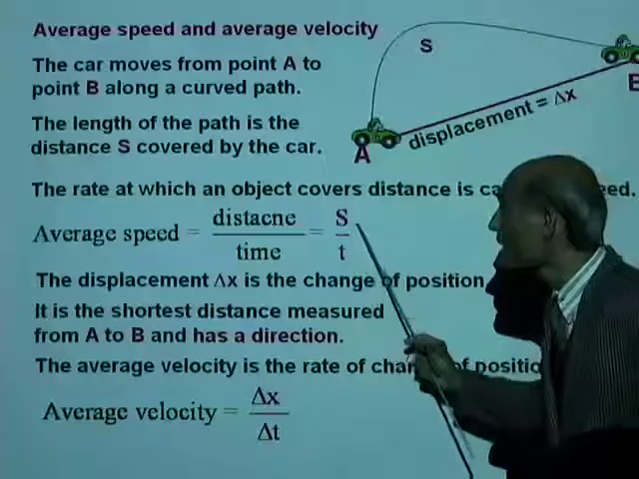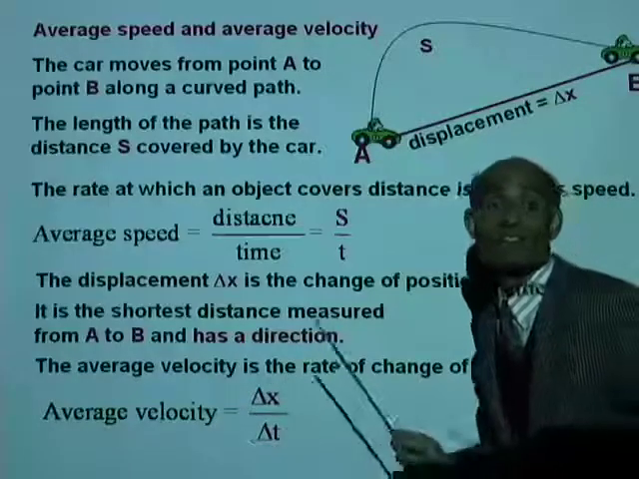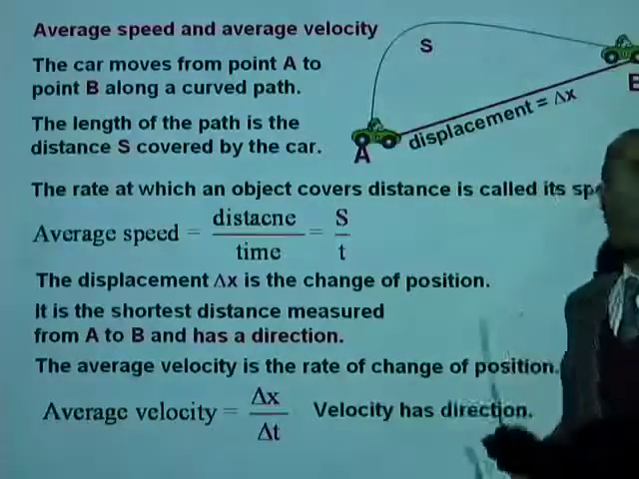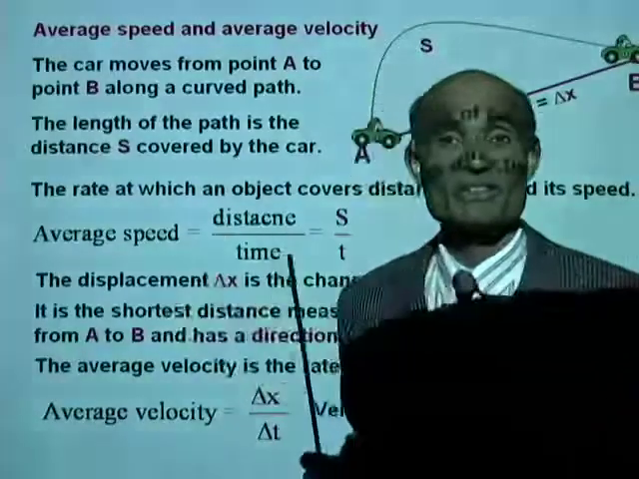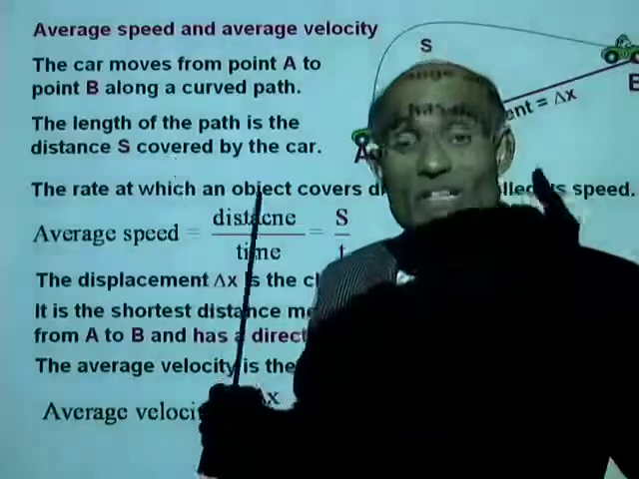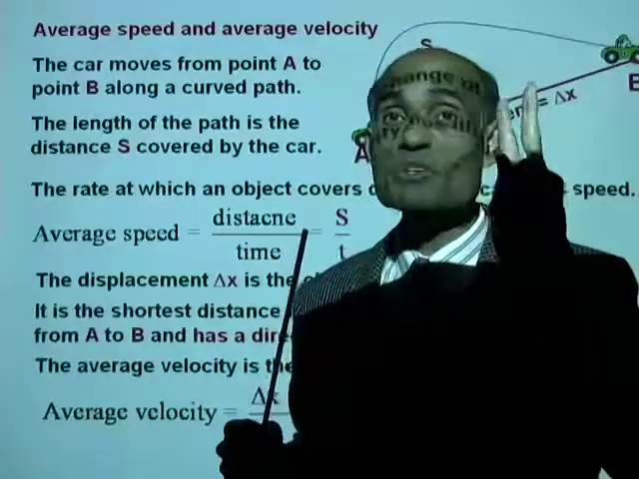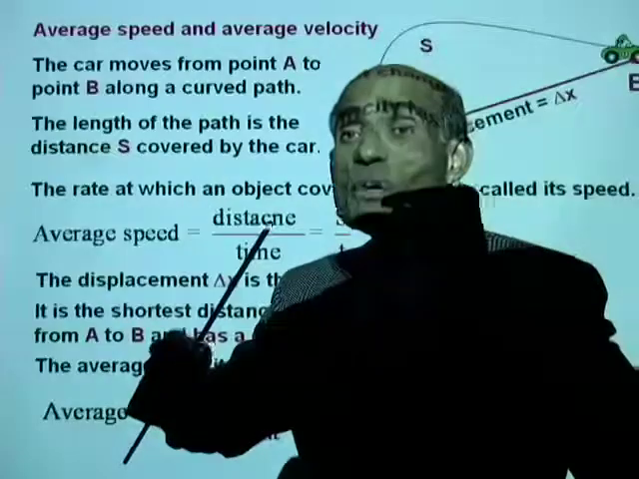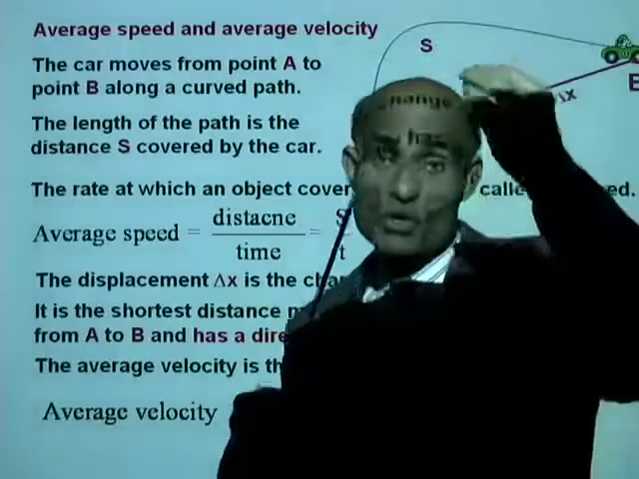Whereas the average speed is the distance covered divided by time. The average velocity is the rate at which the displacement is being done, delta x divided by delta t. Velocity has a direction. So what is the distinction between speed and velocity? Speed simply tells you the rate at which the distance is being covered, whereas velocity gives you two pieces of information. What are the two? It tells you the rate at which the position of the object changes, and also in what direction the position is changing. So velocity carries two pieces of information with it. So you must distinguish between speed and velocity.